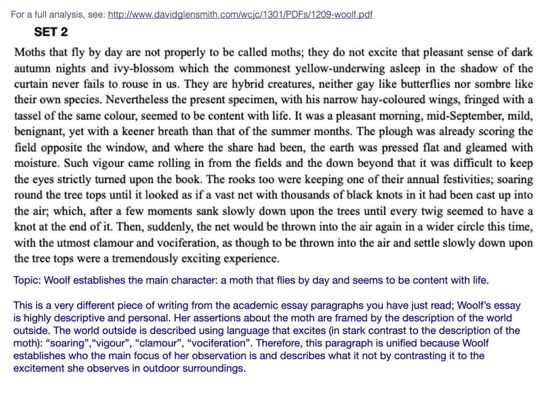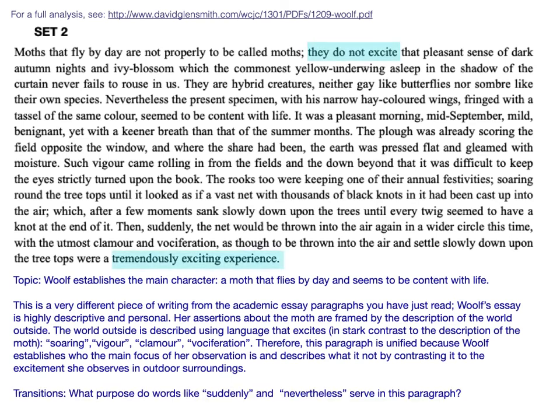Notice the use at the beginning of the paragraph of "they do not excite" and "a tremendously exciting experience." As for transitions, what purpose do words like "suddenly" and "nevertheless" serve in this paragraph?